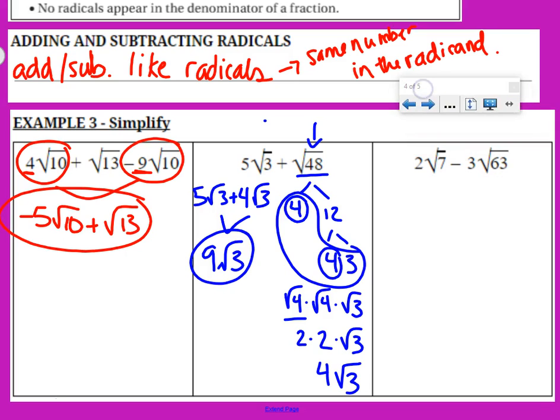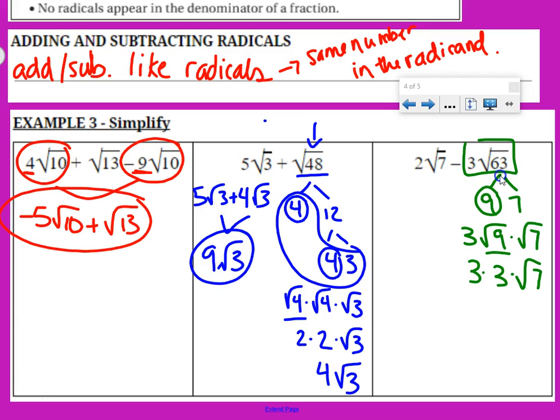Last example here, 2 square root 7 minus 3 square root 63. Square root of 63 is not in simplest form. Factors of that would be 9 and 7, where 9 is that perfect square. So we can rewrite 3 square root 63 as 3 times the square root of 9 times the square root of 7. Square root of 9 is 3, so we have 3 times the square root of 7. 3 times 3 is 9. We have 9 square root 7. So we're really doing 2 square root 7 minus 9 square root 7, which is equal to negative 7 square root 7.